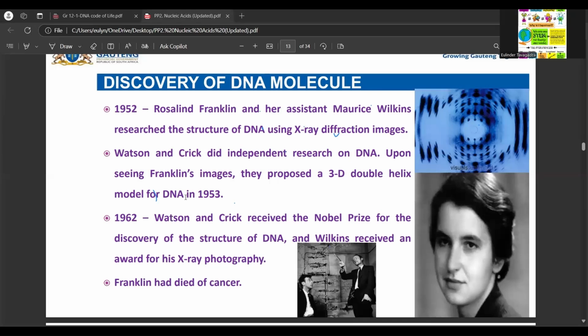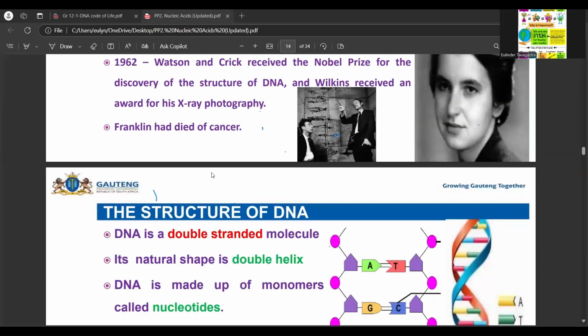So you might ask, why is it that Franklin was not honored? Because Franklin was the one that researched the DNA. Research says Franklin was not honored because she died in 1958. They said she died because of cancer at the age of 37. So that's why she was not honored by the time in 1962, when Watson and Crick received the Nobel Prize. Right. So this is the brief history of the discovery of DNA.